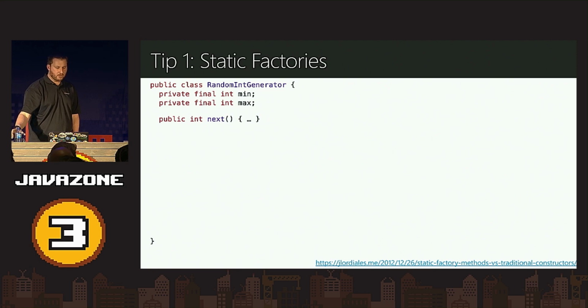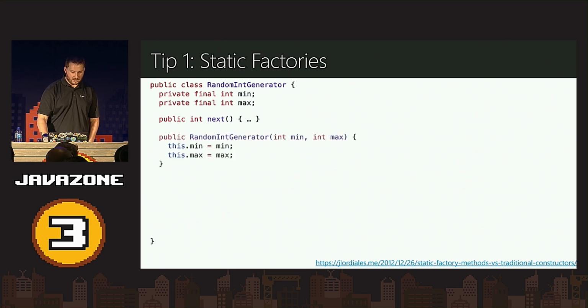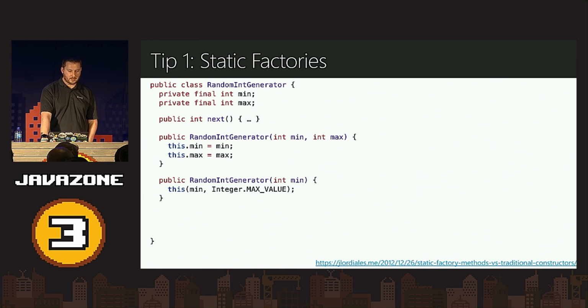So let's just create a random int generator. It's going to be a class that creates an integer that's randomly assigned between a given min and a given max. We don't care about the next method. We're API designers. Implementation's beneath us, right? Let's have a constructor that takes the min and the max, just assigns it to the fields. That's no hassle. Let's create another constructor that takes the min.